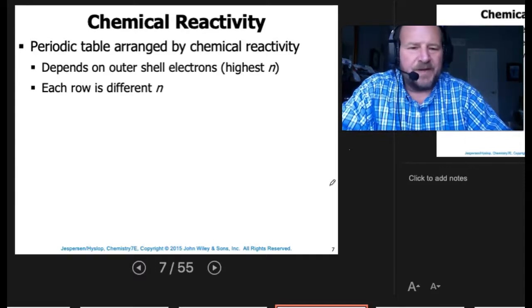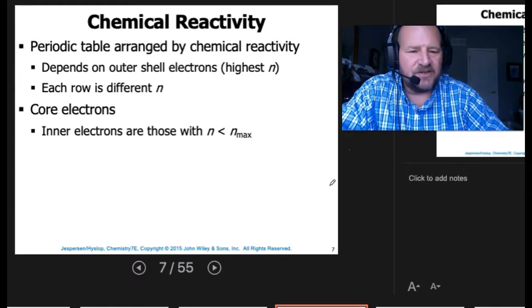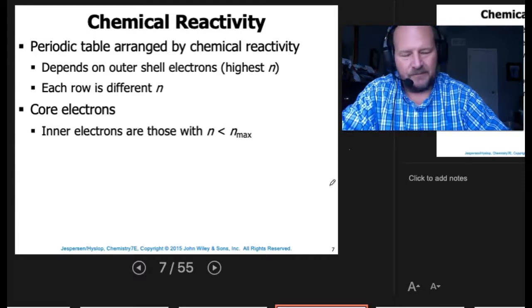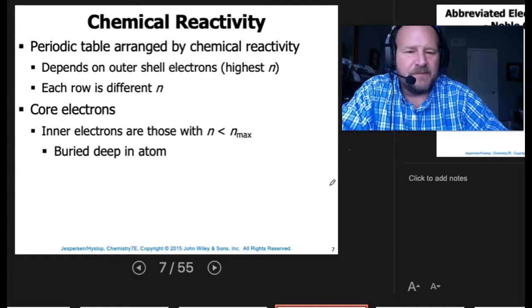Each row will be a different n. Now, there's also core electrons. These are going to be the inner electrons, where n is less than n of the maximum. So if we're looking at that lead and we're in the 6s and 6p, everything underneath of that would be a 5 whatever and down. Those will all be considered core electrons. You can think of them as being buried deep inside the atom, and so they're not going to react and they're not going to do anything.